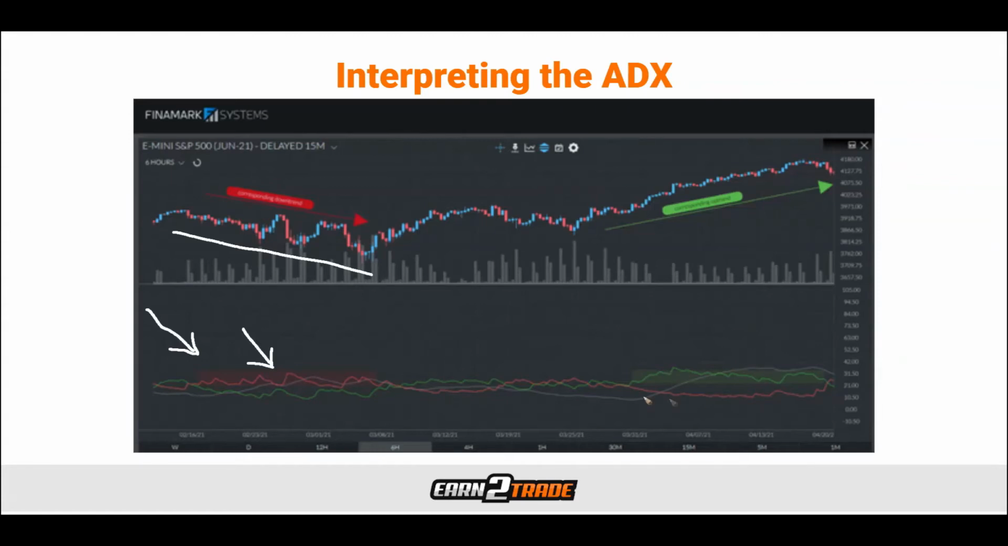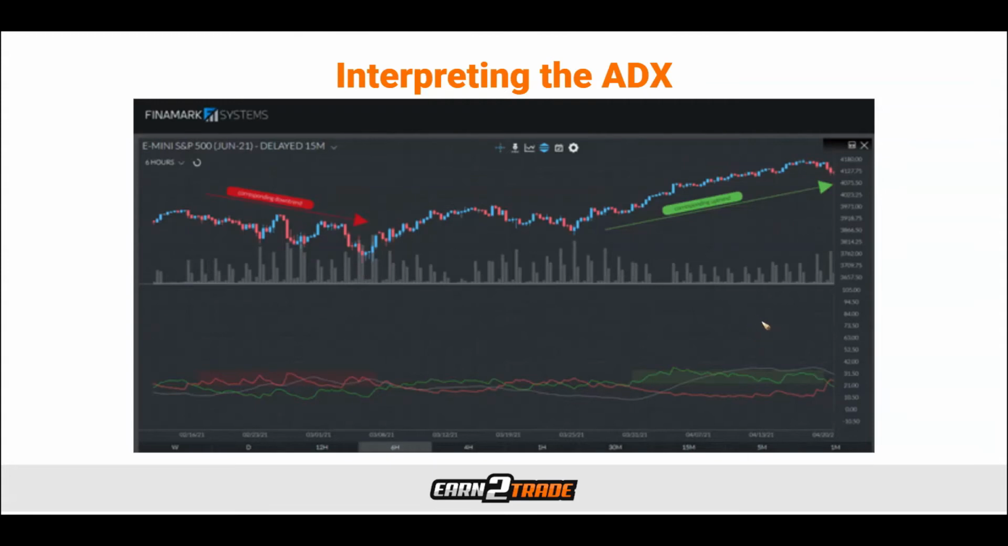When the green line is above the red, you guessed it, it is said to be a bullish market. As you can see during these two corresponding periods here, when the negative DI was above the green, we did see bearish activity, and when the green line, our plus DI, was above the negative DI, we did see bullish activity in the market.